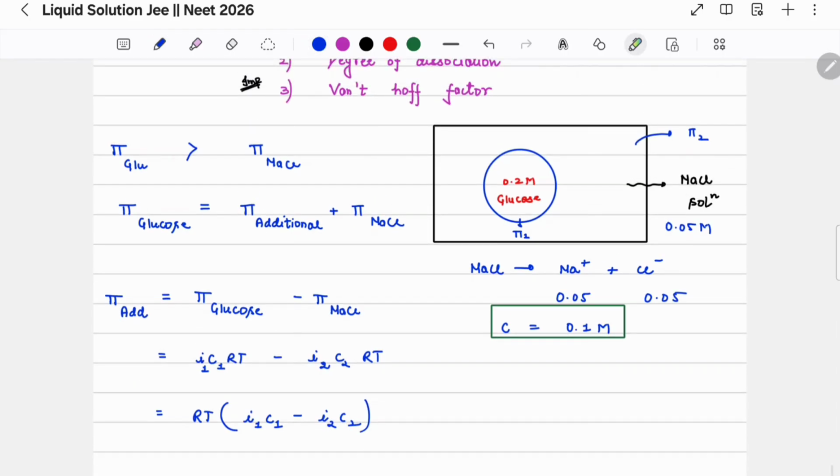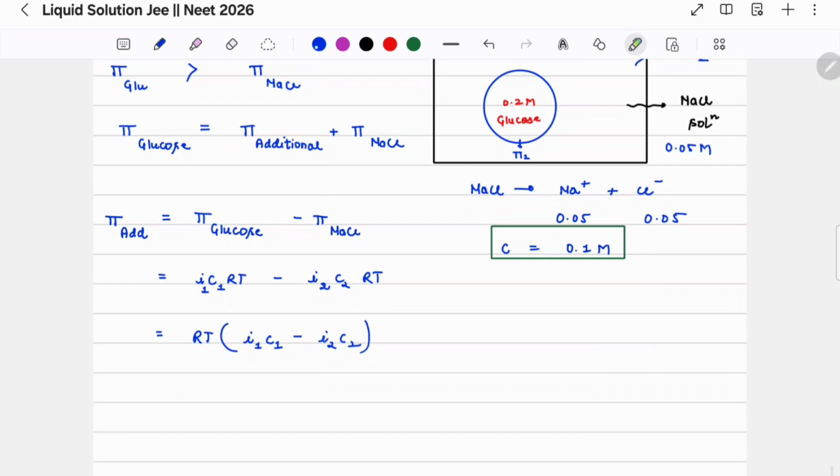Now tell me, i1 belongs to what? Glucose. So does glucose dissociate or not? Because C6H12O6 is not an electrolyte, it is a non-electrolyte. So what will be the value for this? So I will be writing RT.